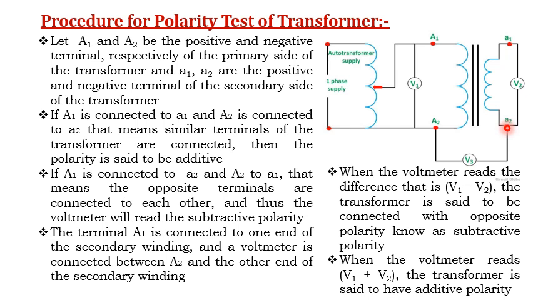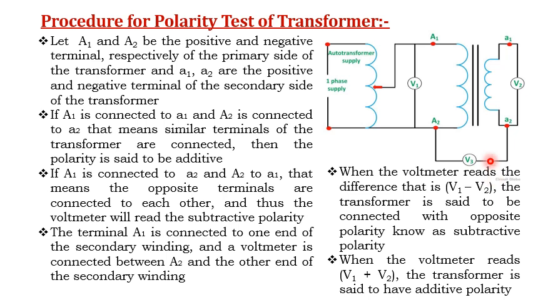The other end of the secondary winding of a transformer is small a2. When the voltmeter reads the difference of the voltages V1 and V2, the transformer is said to have subtractive polarity. In that case, the opposite polarities are connected, that is, opposite terminals are connected.